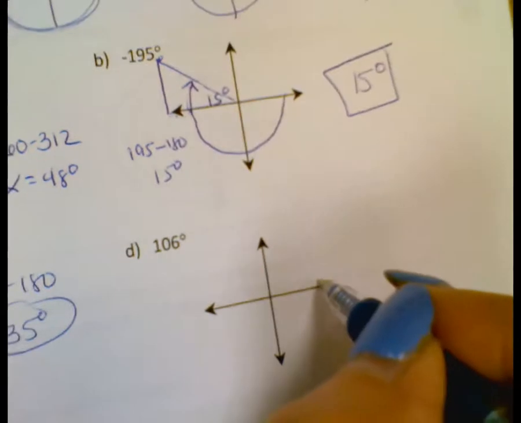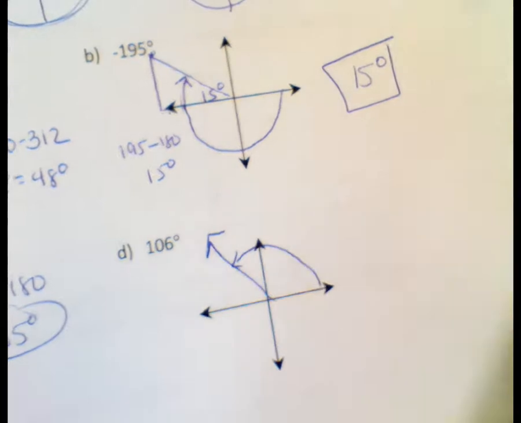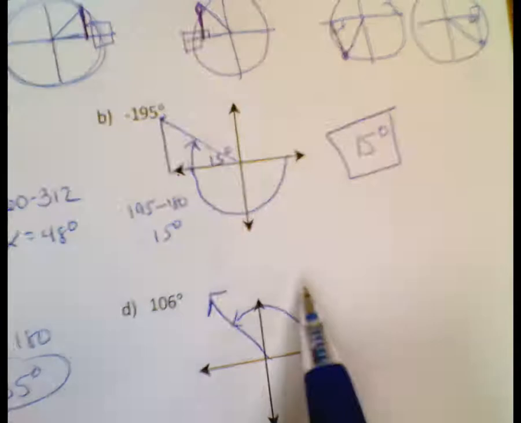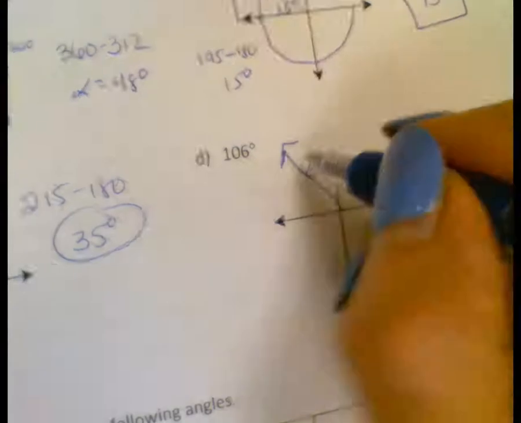And 106. That's just past 90. You're about right here. Now, even though it's closer to the y-axis, you never ever go to the y-axis. There's no gas there. So you're going to go to the closest x-axis.